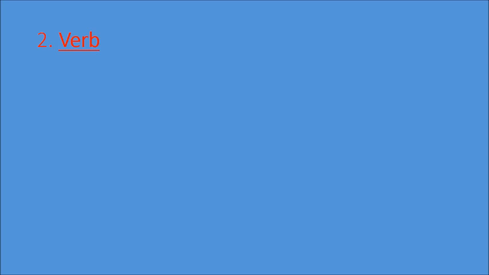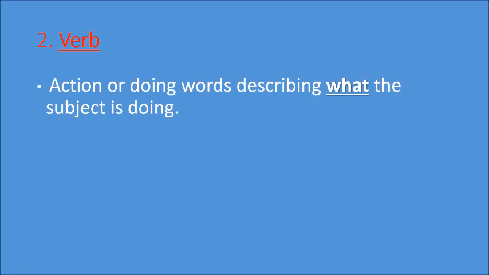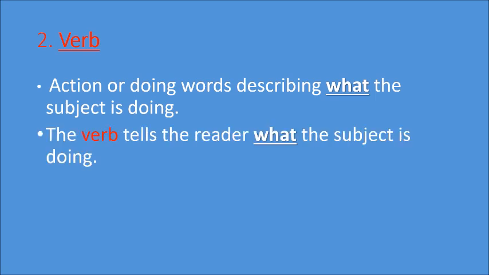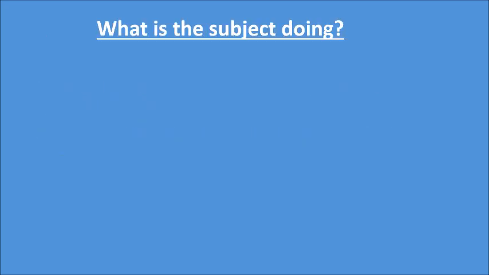Okay, now let us look at the verb. The verb refers to the action or doing words describing what the subject is doing. Now, in simple terms, the verb is the doing word. The verb tells the reader what the subject is doing. Okay, so how do we identify the verb in a sentence? That's simple. By asking ourselves this question: what is the subject doing?